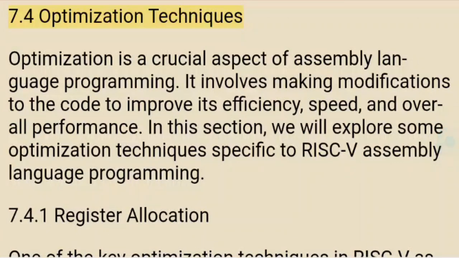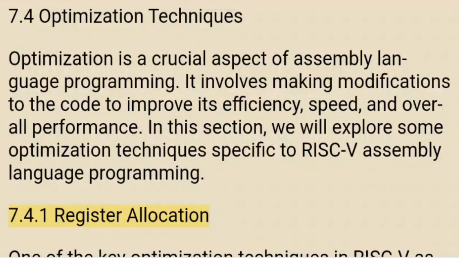7.4 Optimization Techniques. Optimization is a crucial aspect of assembly language programming. It involves making modifications to the code to improve its efficiency, speed, and overall performance. In this section, we will explore some optimization techniques specific to RISC-V assembly language programming.